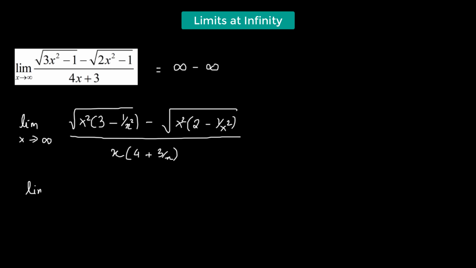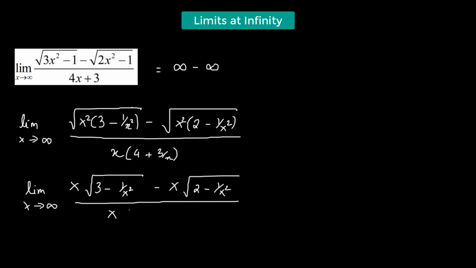This will be equal to limit x going to infinity. We can pull out the x squared from the inside of the square root because x squared is a perfect square. So that leaves us with x times the square root of 3 minus 1 over x squared, minus the square root of x. Similarly, we can pull out the x, leaving us with 2 minus 1 over x squared, divided by x times 4 plus 3 over x. Now we see that x is a common factor, so we can cancel out x from both the numerator and the denominator, and that is going to leave us with limit x approaches infinity.